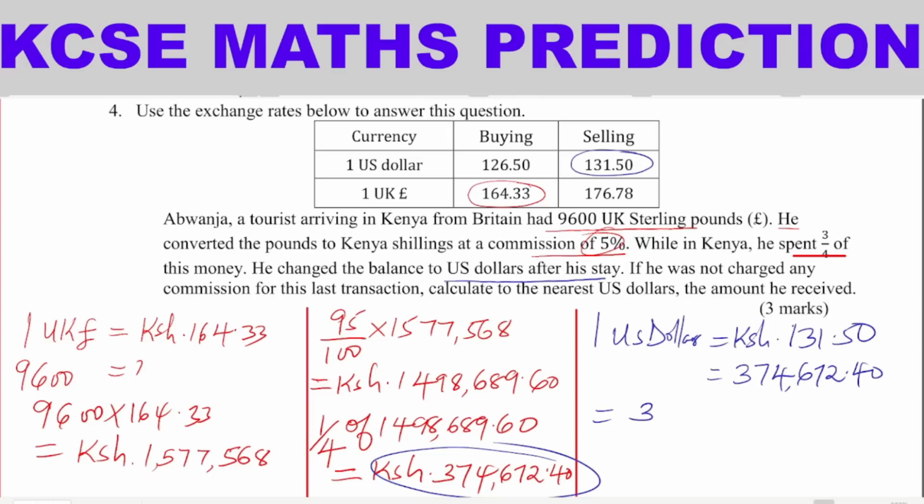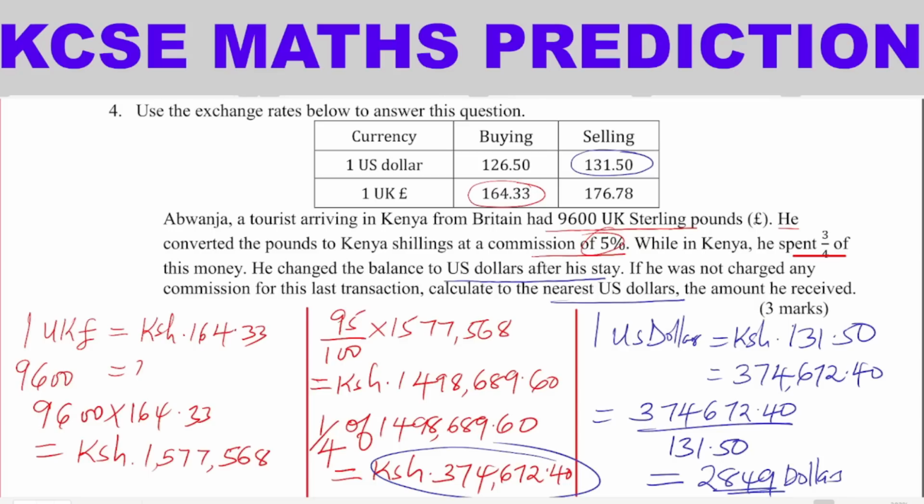So we shall have 374,672 and 40 cents divided by 131 and 50 cents. And this will give the remaining amount in dollars. It's supposed to give to the nearest dollars. So the nearest dollars, this one you get 2849.22. So to the nearest dollars you get $2849 US dollars. That is how you're supposed to solve that question.